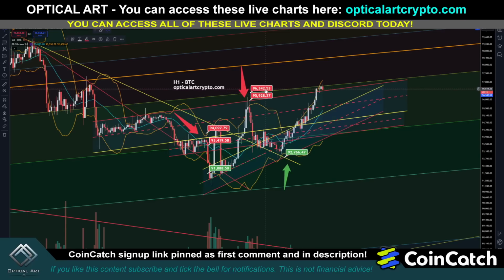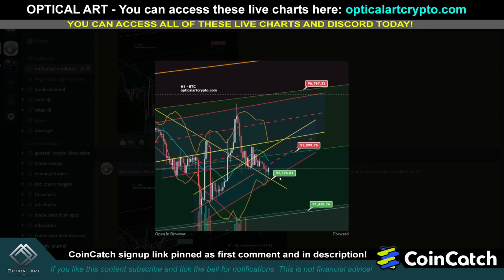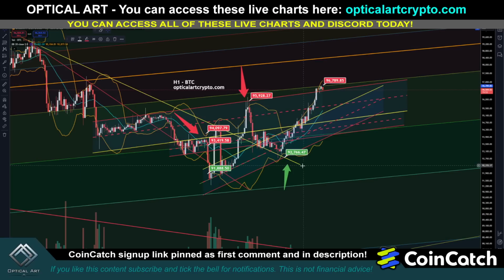So this is a point you potentially want to be shorting, 96,789. I mean, that's pretty damn accurate. I mean, look, 96,767, and you can see we're right at that point. So you get a long at 92,766 up to 96,789.